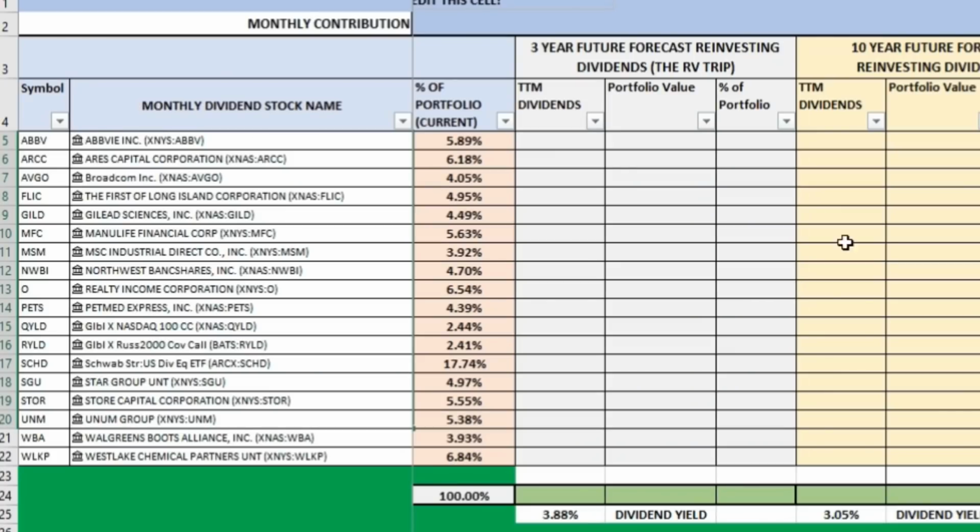All right, so let's start by taking a look at the 10-year forecast, then we'll look at the 20-year forecast, and then we'll come back to the 3-year because we're going to end there and see if we can make some adjustments to backdoor into the numbers we want. All right, starting with the 10-year future forecast of reinvesting dividends.